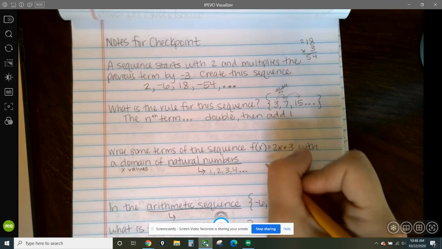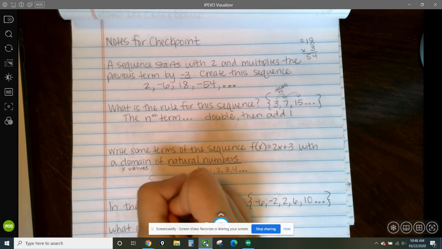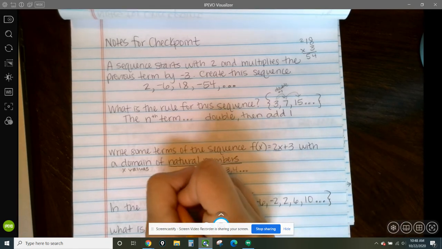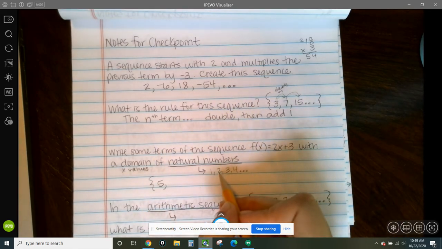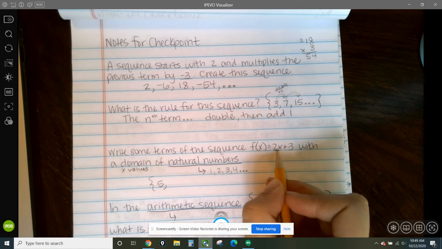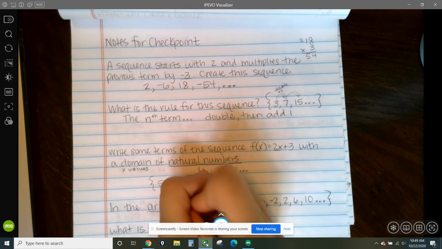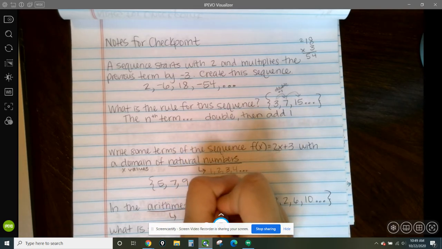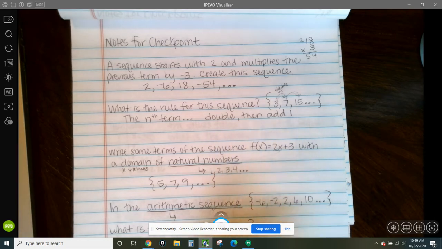All right, so let's start plugging in some of these numbers. If I plug in 1, 2 times 1 is 2, plus 3 is 5. How about if I plug in 2? 2 times 2 is 4, plus 3 is 7. How about if I plug in 3? 2 times 3 is 6, plus 3 is 9. So that is what the sequence would look like.